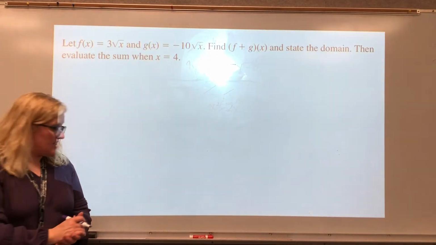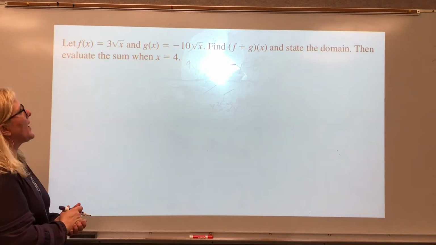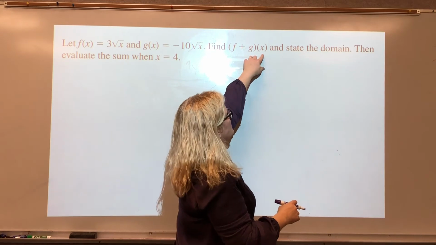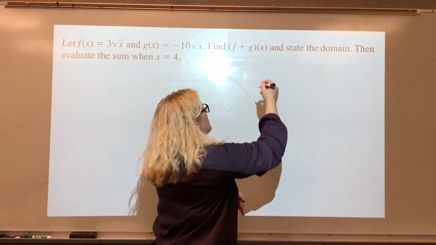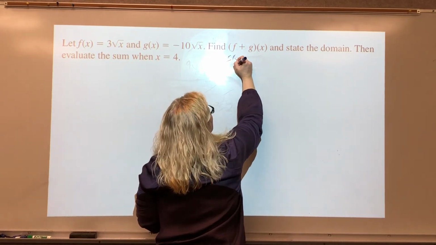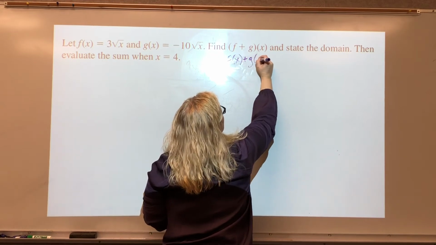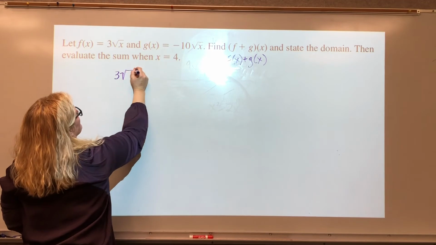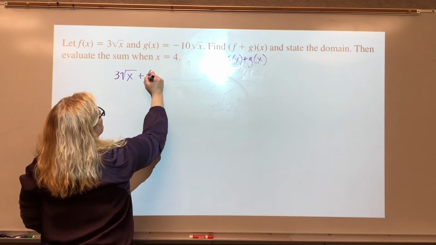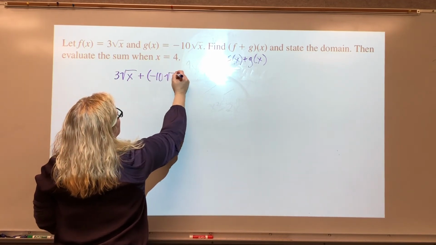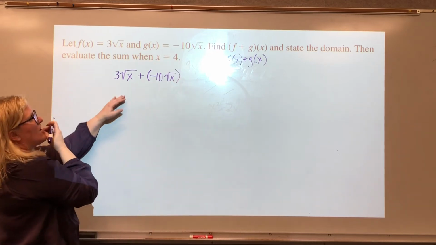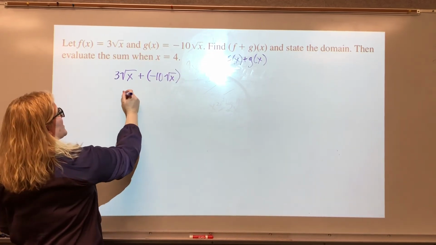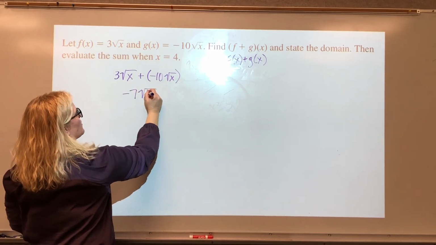Okay, so let's look at this example. Okay, so we want to find f plus g of x and state the domain. So this, remember, is the same thing as f of x plus g of x. So I have f of x plus g of x. Okay, 3 times the square root of x minus 10 times the square root of x is negative 7 times the square root of x.